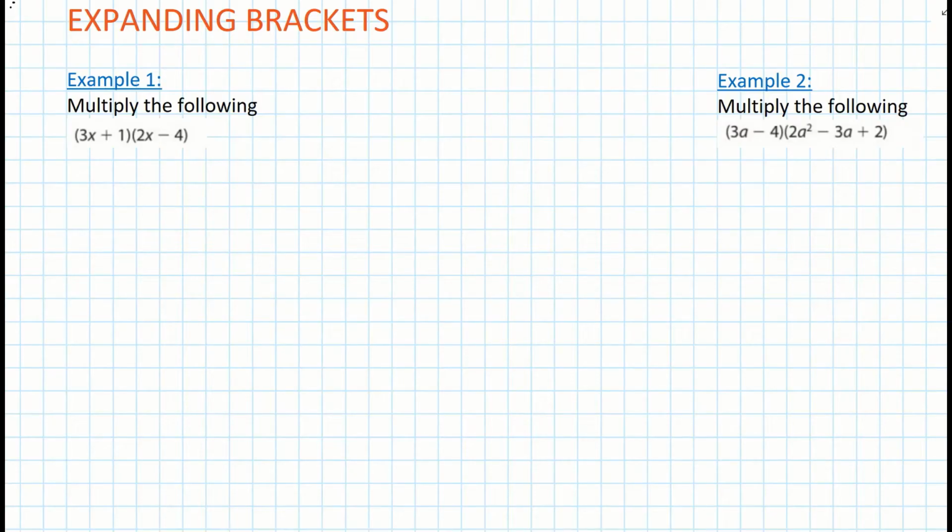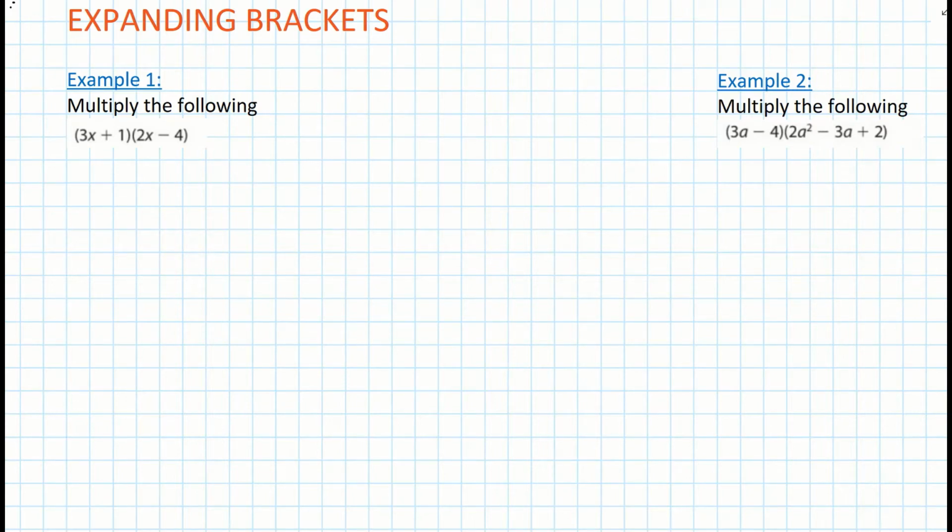In this video, we're looking at how to multiply out brackets or expand our brackets. We're going to look at two examples here. In the first example, we're multiplying two brackets with each bracket containing two terms. But in our second example, we're getting into a little bit more difficult, where one of the brackets will contain three terms where one of the powers is squared.